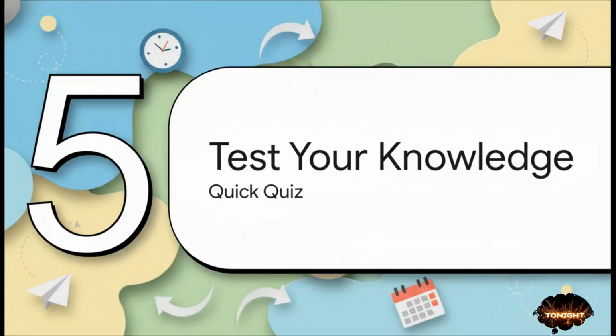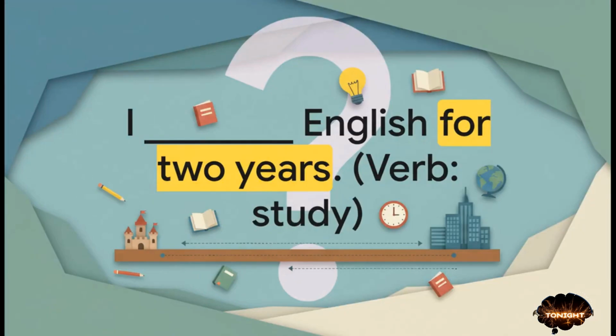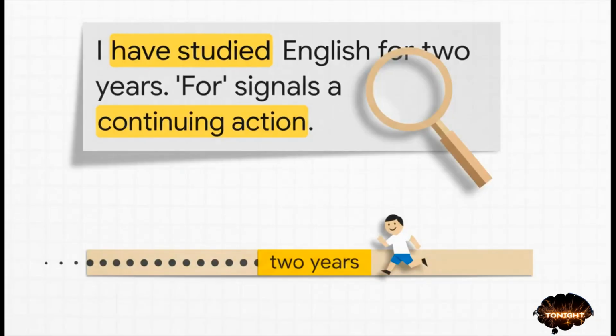All right, you've seen the rules, you've seen the examples. Now it's time to put your knowledge to the test with a quick quiz. Let's see what you've learned. First question. The verb is study. How would you complete this sentence? I blank English for 2 years. Think back to those signal words we just talked about. The answer is I have studied. The signal word, for, plus a period of time, tells us this is a continuing action. It started in the past and it's still true now.